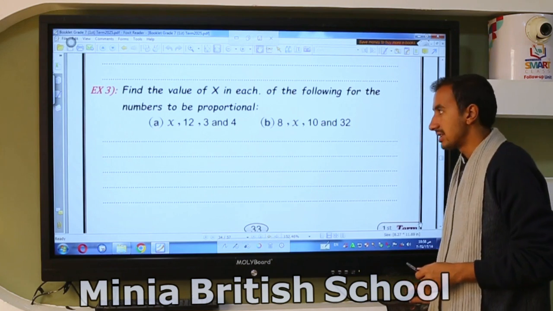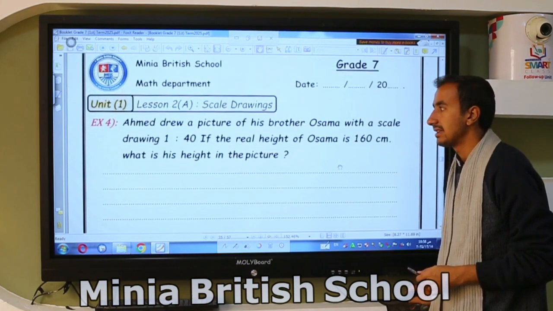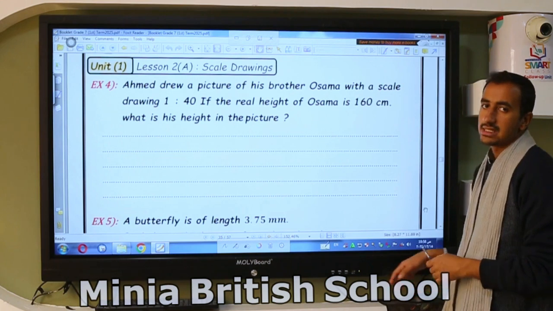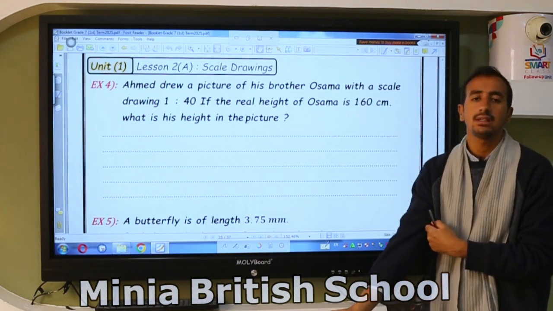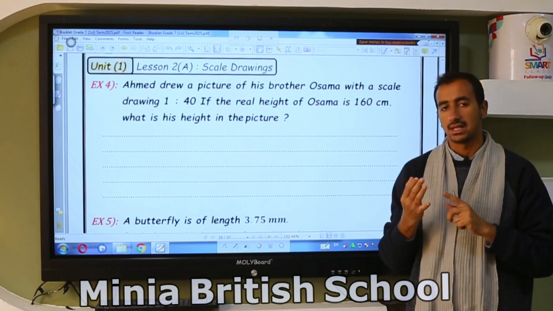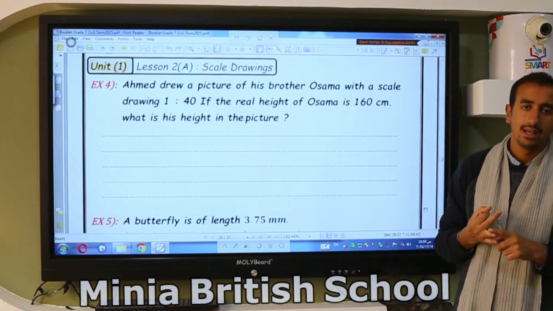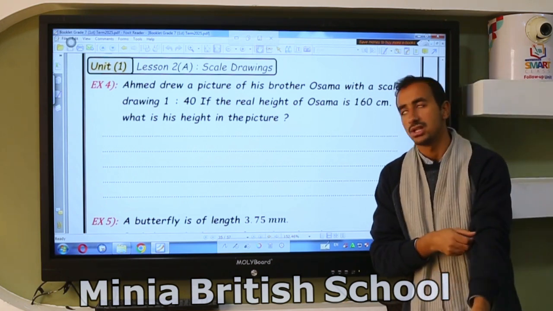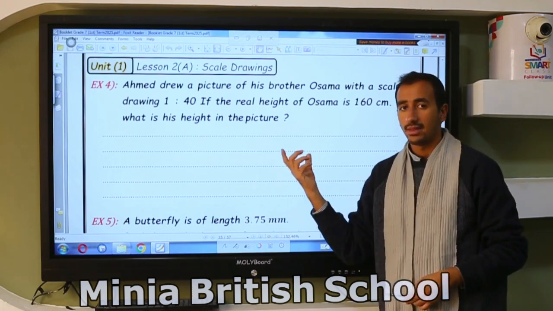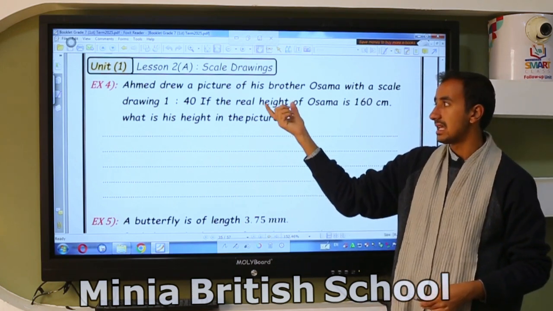Let's take another example for the second lesson, scale drawing. This lesson is divided into 3 parts: scale drawing, proportional division, and percentage application, in unit 1. Here, the first item, scale drawing.